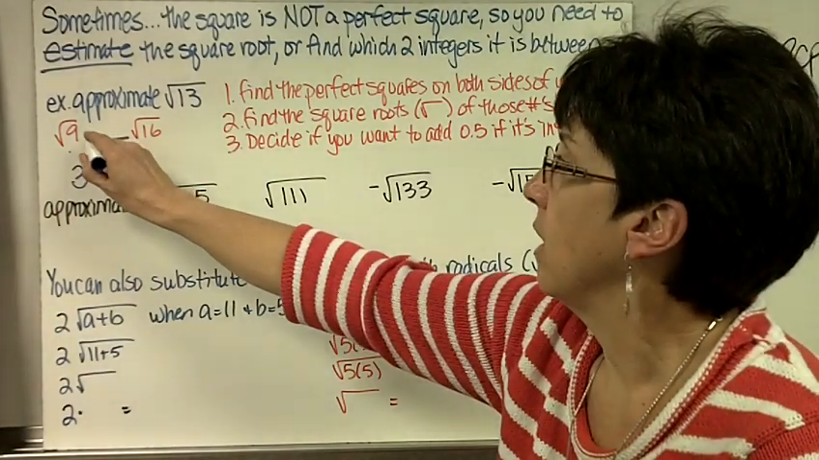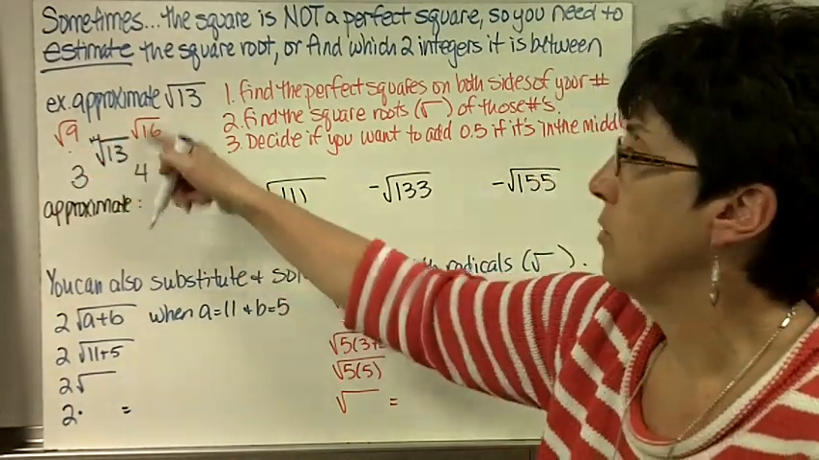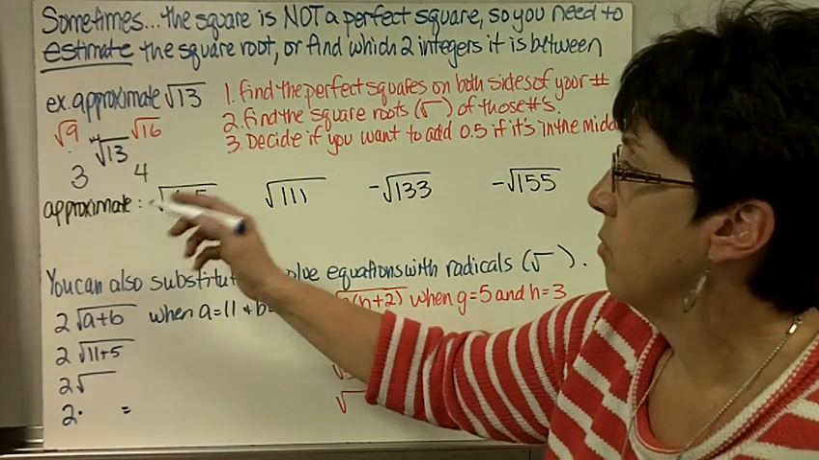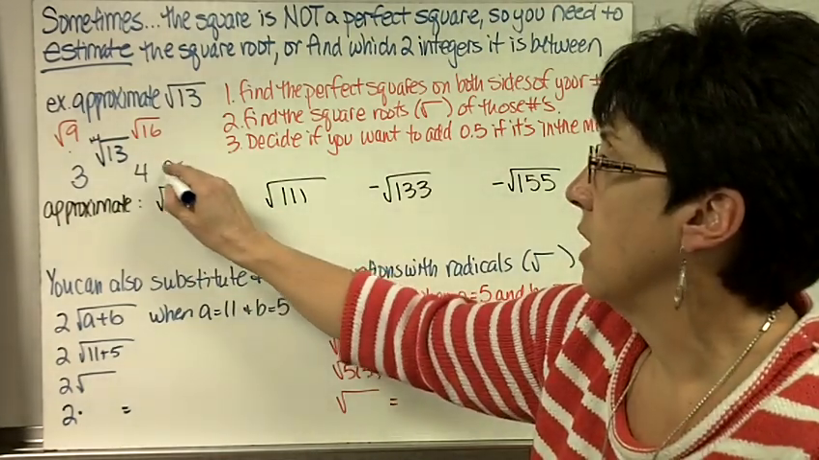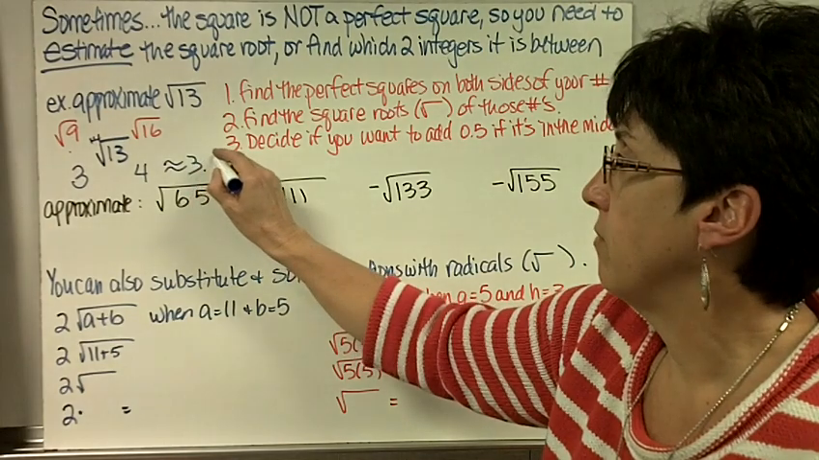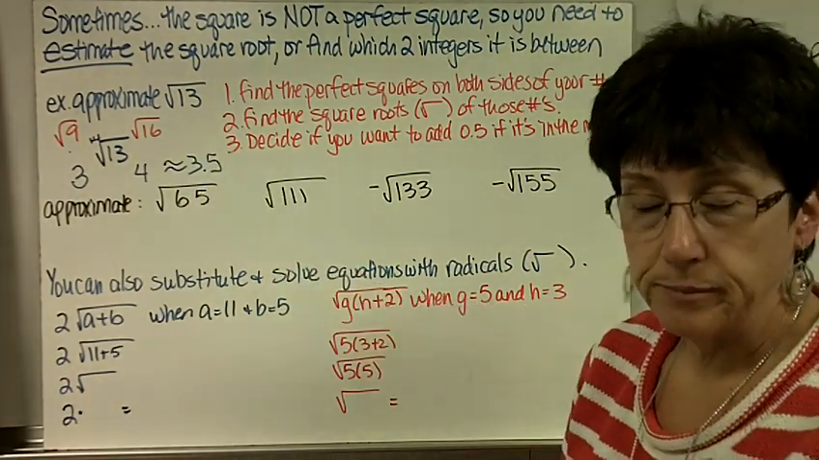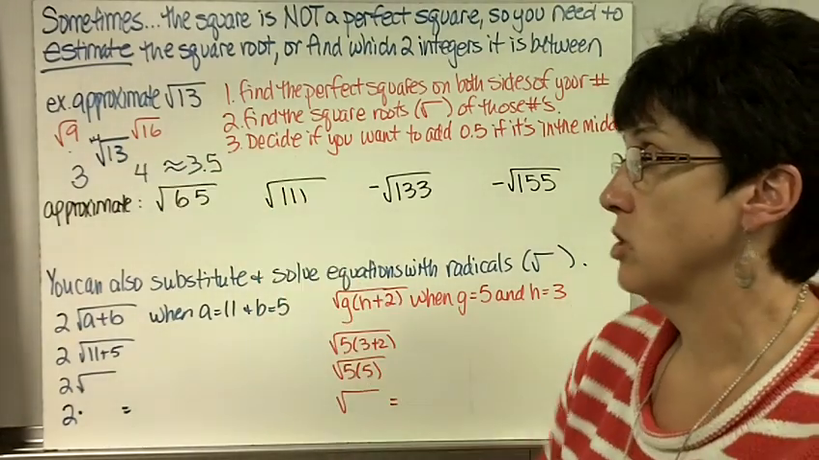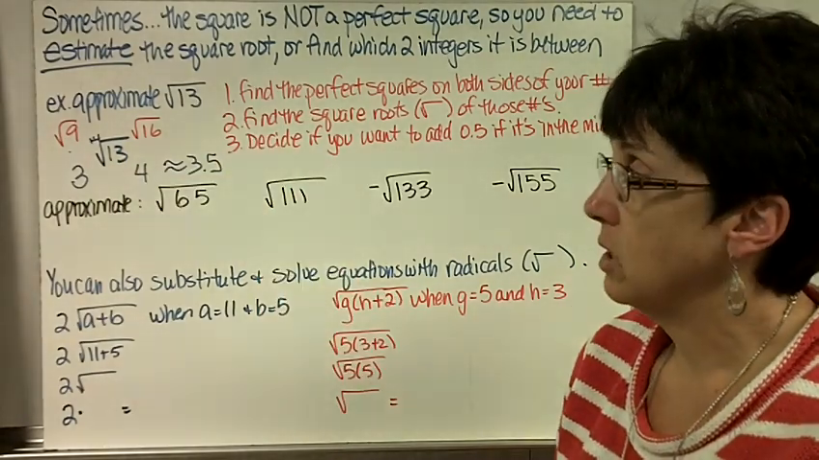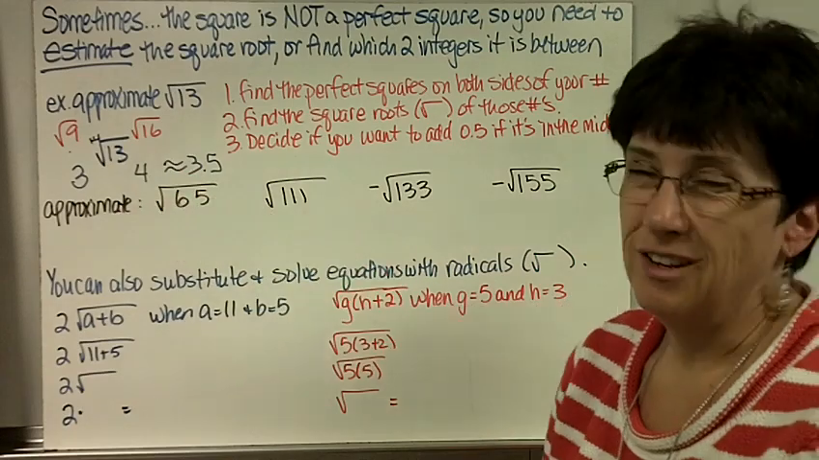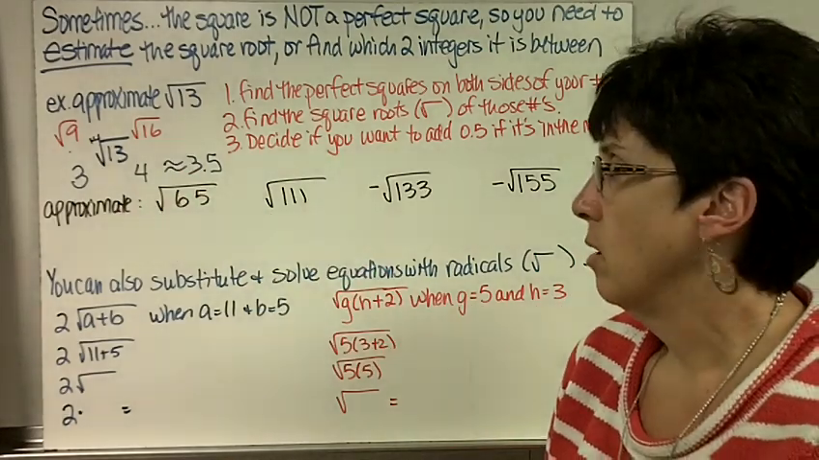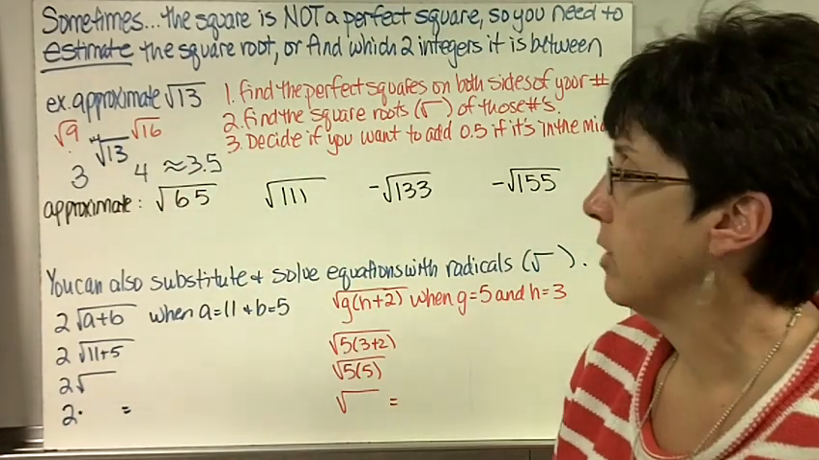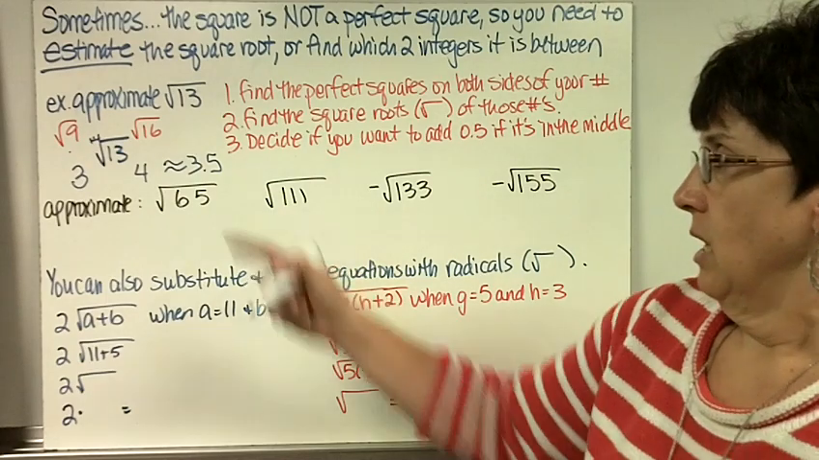4. And 13 is how many from 16? 3. So we could say that it's about 3.5, but if they just want one number, we would say which one it's closer to. And it's really closer to 4, so we could say about 4, but 3.5 is more applicable for that. All right, let's do these.